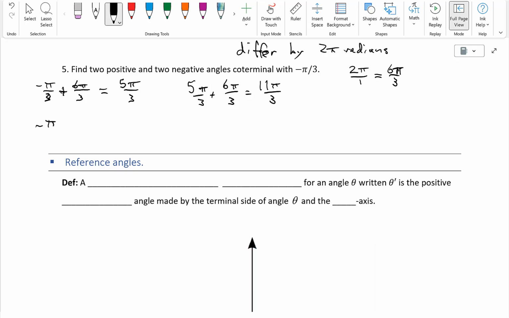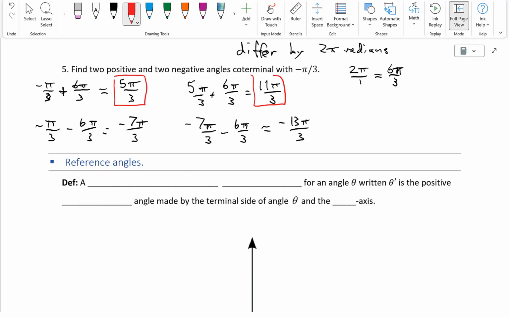To get negative angles, we just want to go backwards, so minus pi over 3 minus 6 pi over 3 gets us to a negative 7 pi over 3. And if we take that negative 7 pi over 3 and subtract another 6 pi over 3, so another time around the circle in that clockwise direction, we get a negative 13 pi over 3. So those are 4, 2 positive and 2 negative coterminal angles. But again, just going one time around the circle so we get back to the same ending point. And we can add or subtract 2 pi to do that for radians.